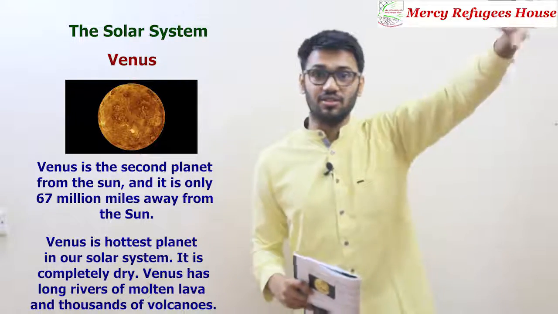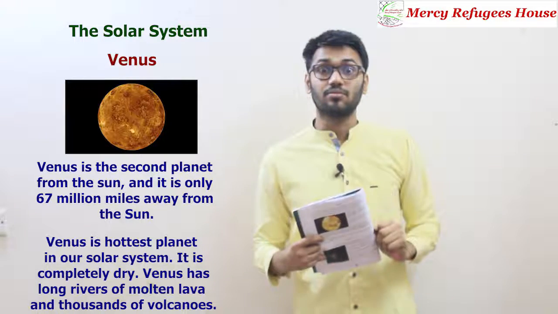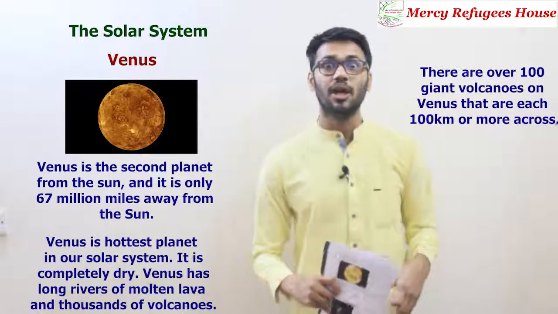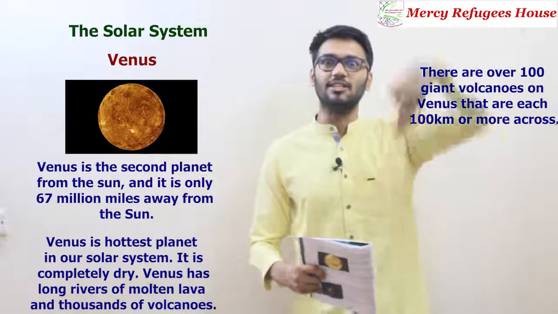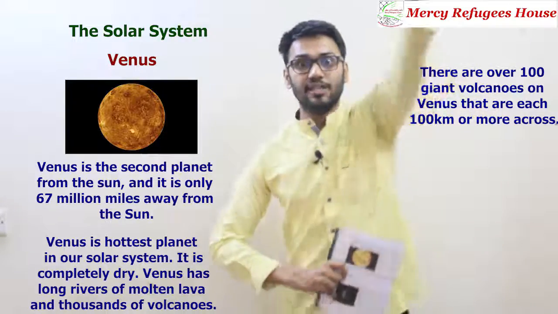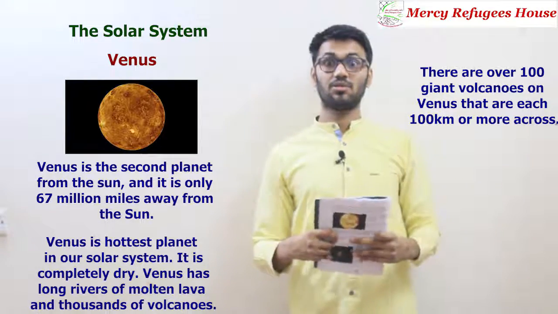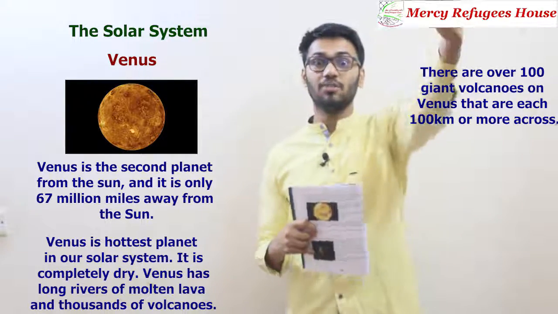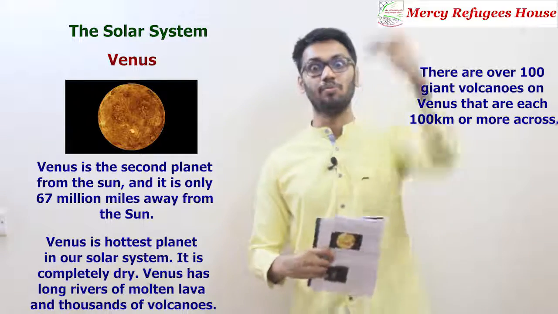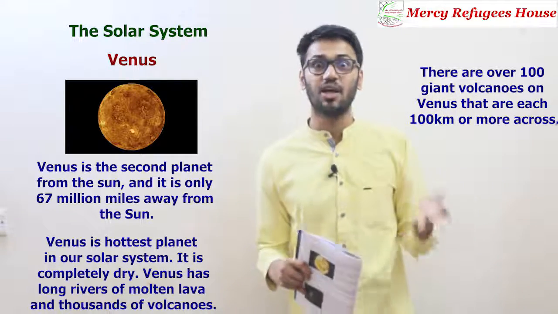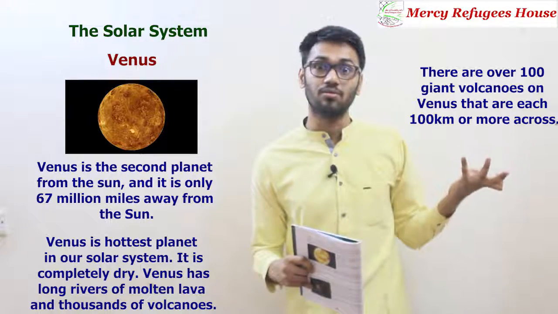That river is the lava river. There are over 100 giant volcanoes that are more than 100 kilometers. See, hundreds of kilometers volcano. Oh my God, it's so big. So there are hundreds of those volcanoes.